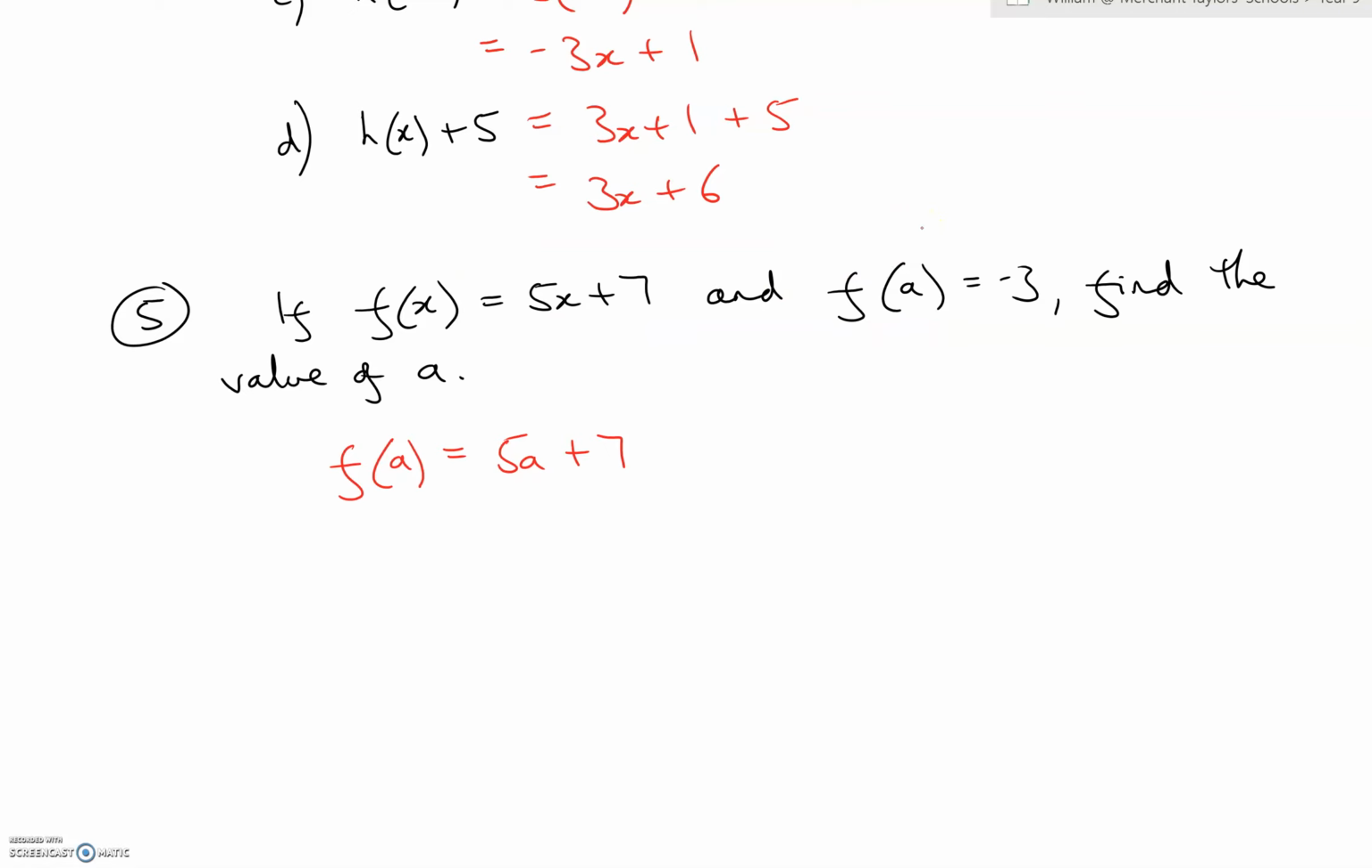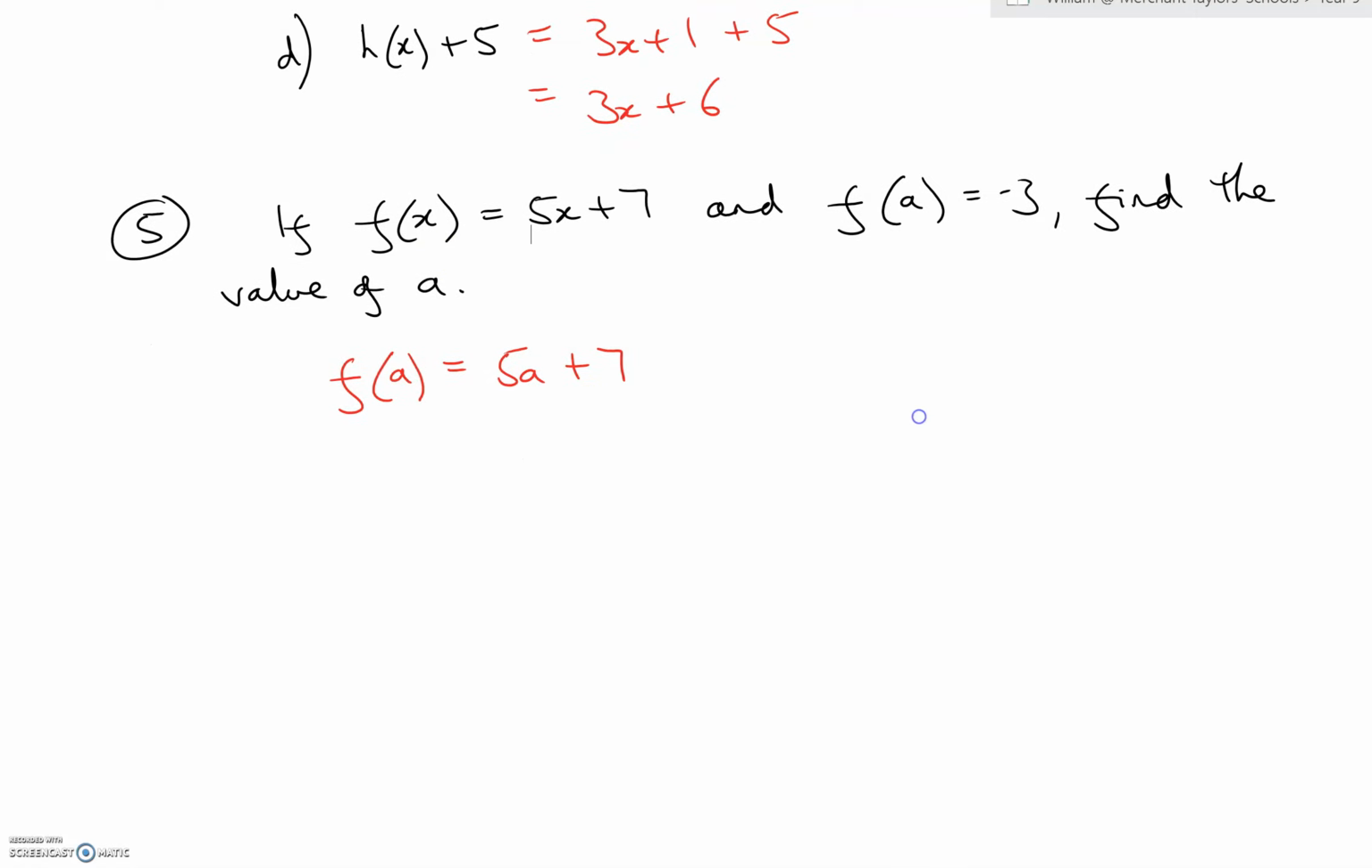So just like the ones above, if you change the thing in the bracket, then any x's become that letter in the bracket. So f of x is 5x plus 7. f of a means I'm replacing the x with a. But f of a is equal to minus 3. So I know that this, there's my f of a, this must be equal to minus 3.